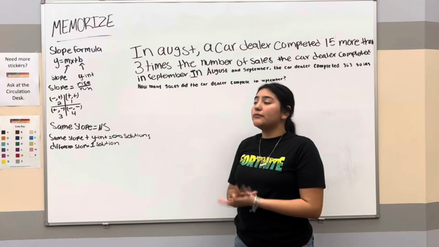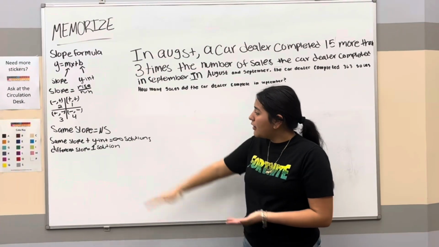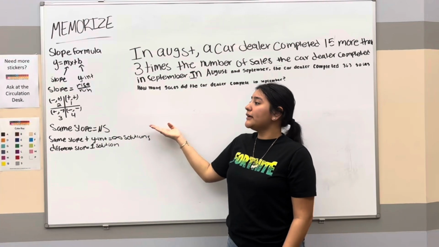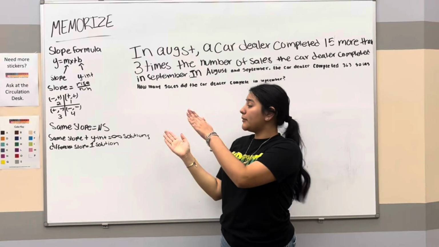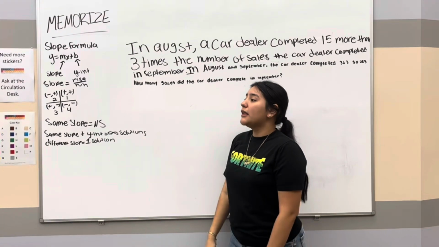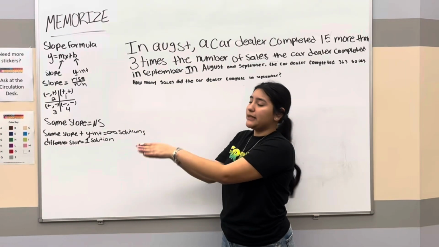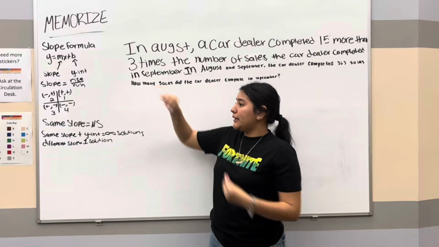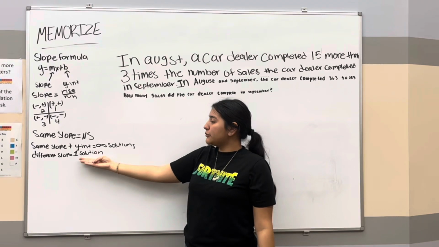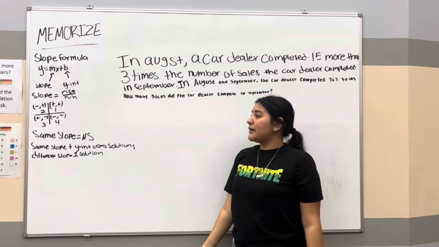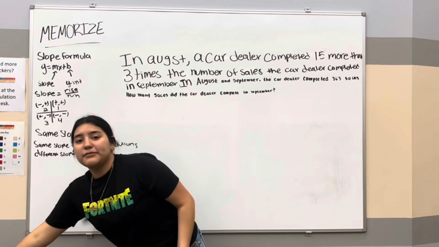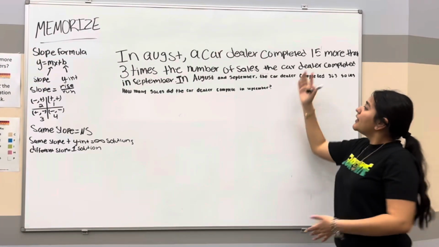Some of the tips that I think are amazing: if they have the same slope, it's no solution because the lines are parallel and will never cross. If they have the same slope and y-intercept, there are infinite solutions because the lines will be basically the same. Different slope equals one solution. So I'm just going to get right into my first word problem.